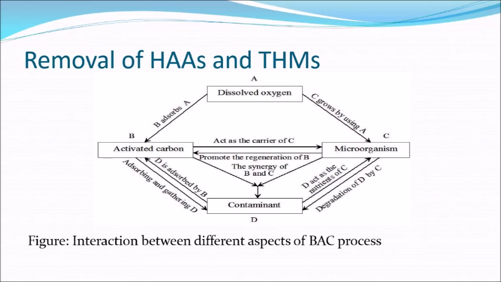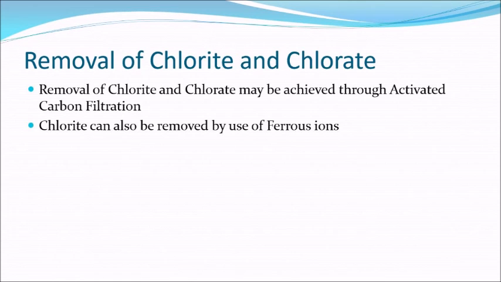For HAAs, this degradation may be achieved by several different bacteria, which aerobically degrade HAAs co-metabolically or as a sole carbon and energy source. As this degradation occurs, it promotes the regeneration of the activated carbon so that more absorption is possible after being fully saturated. While chlorine analogues such as chlorite and chlorate left over after the disinfection treatment can also be removed by activated carbon, the process of using ferrous ions to remove chlorite from water will also be discussed.